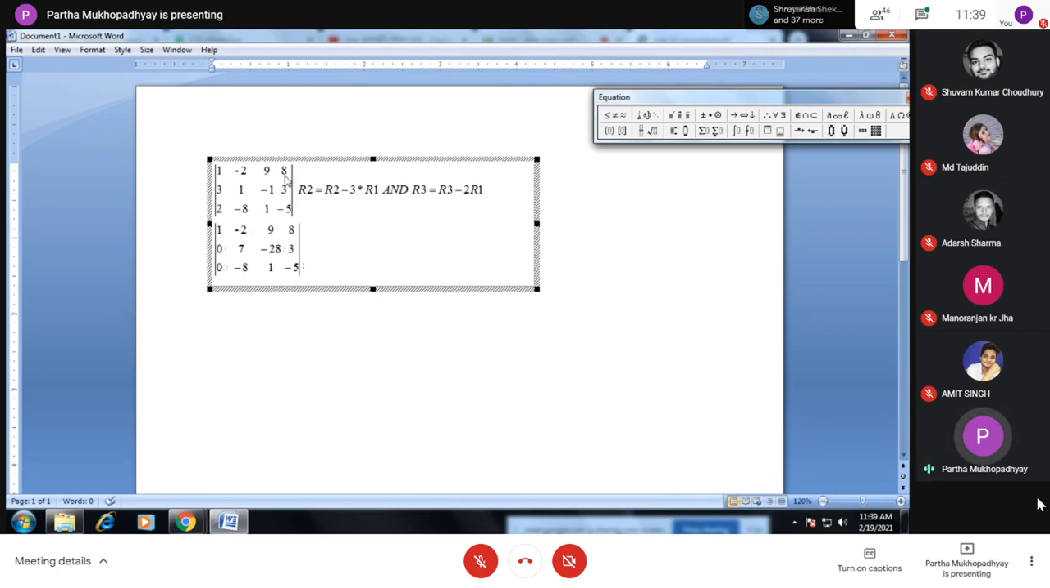-28. And this should be 3 into 8, 24. 3 - 24. That is -21. Is that okay? Then this would be 0, then -2 into 2, so -4, then -8, -4. Okay. Then 18, so 1 - 18, that is -17. And this should be 8 into 2, so 16, 5 - 16, that is -21.